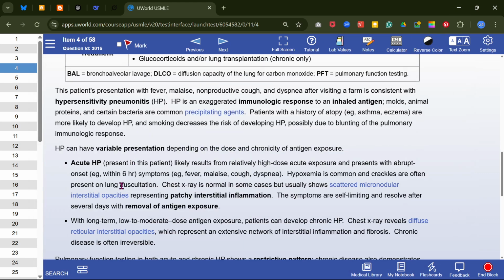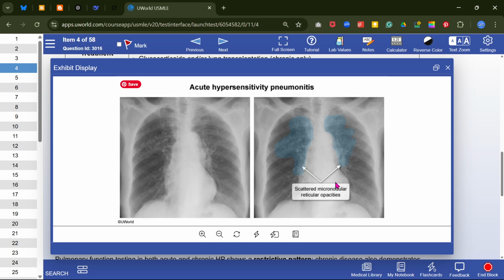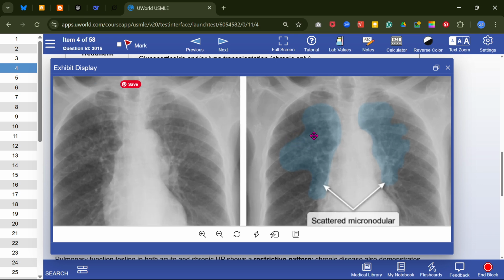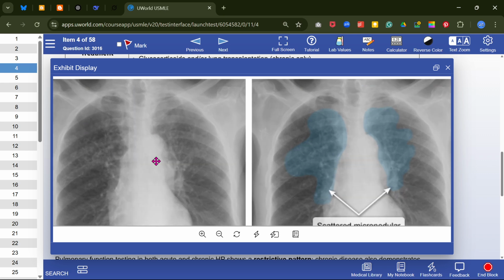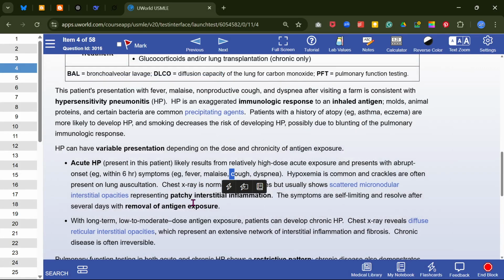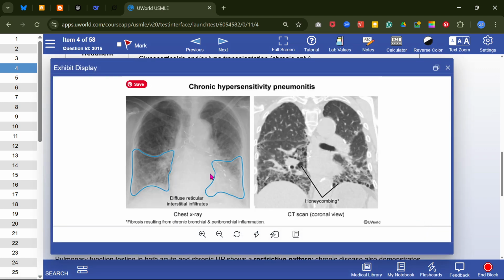HP may be acute or chronic. Look at the X-ray of the acute case. There is scattered micronodular reticular opacity in acute cases. But in chronic cases, again interstitial opacity, but diffuse reticular.